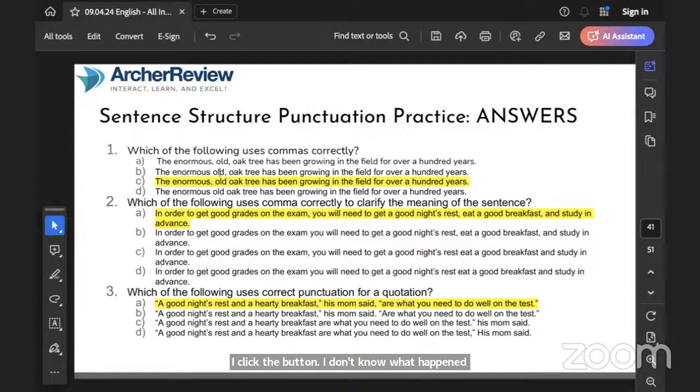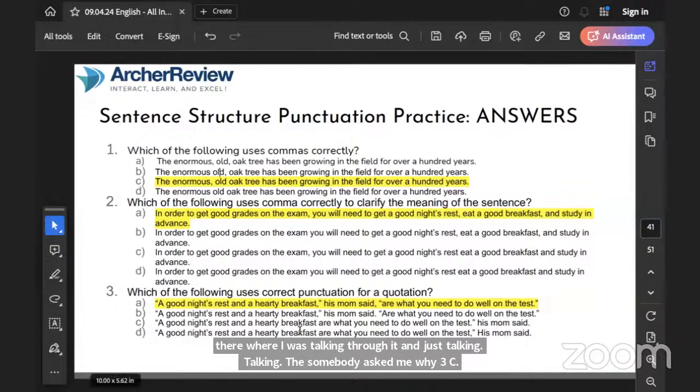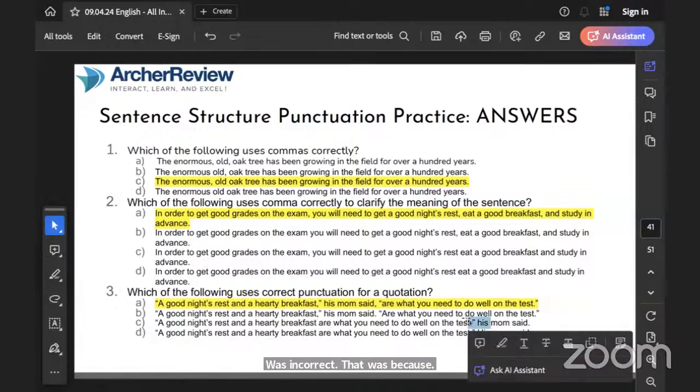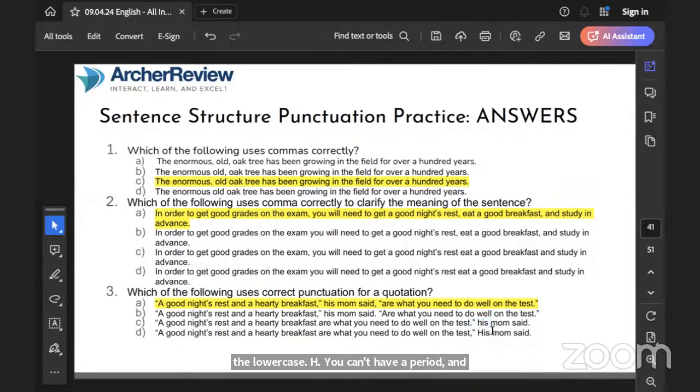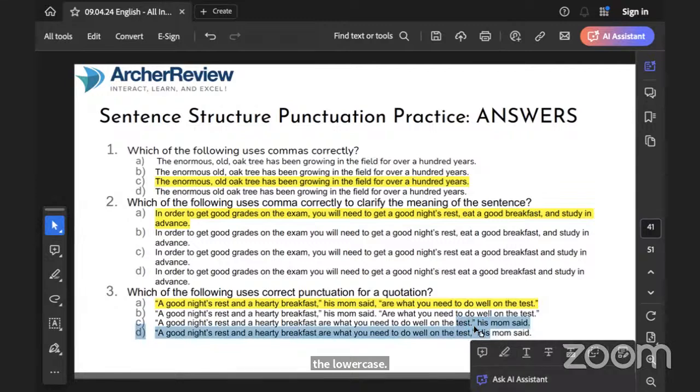Anyways, so number 1 was C. Number 2 was A. 3 was A. And I'm guessing you saw all my little stuff up there where I was talking through it and just talking. Somebody asked me why 3C was incorrect. That was because of the punctuation. See how there was a period and then the lowercase h? You can't have a period and then a lowercase h. If you had flipped these two, the period and then a capital H, that would have been correct.